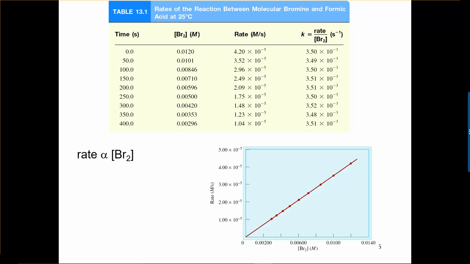So the rate is equivalent to the concentration of Br2 times the rate constant that I could obtain. If this is my rate data and I plotted it, I could find the slope of that line, and I would be able to find k. So for Br2, this reaction would have a rate constant, and I could use that rate constant to determine the concentration of Br2 over time, or what the rate is at any concentration of Br2. So that's where these slopes become very useful to us.